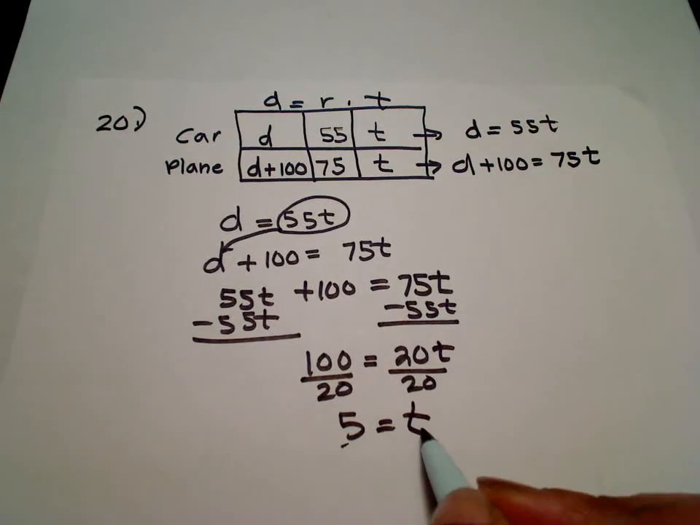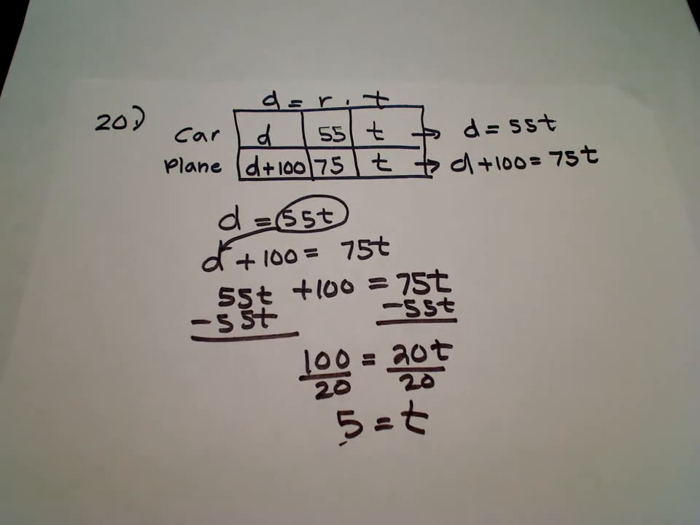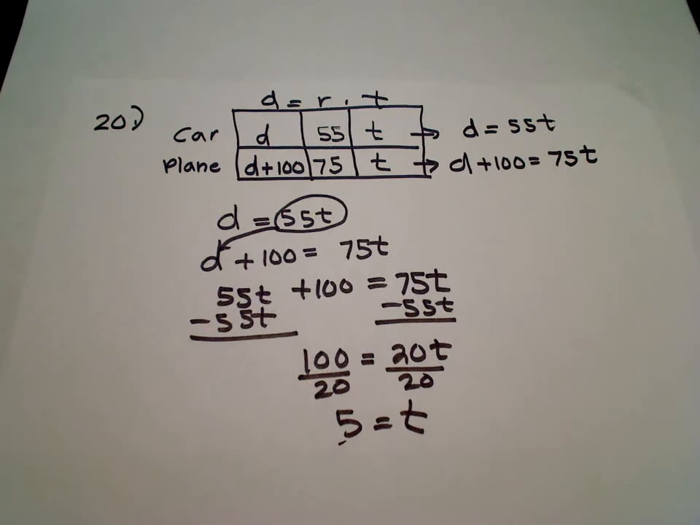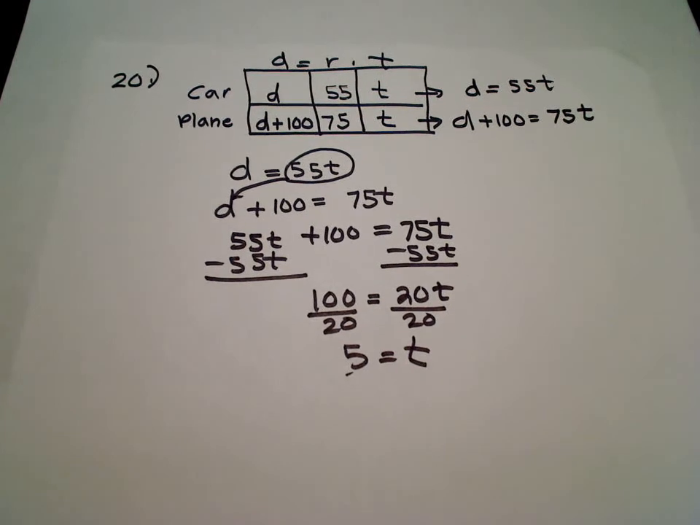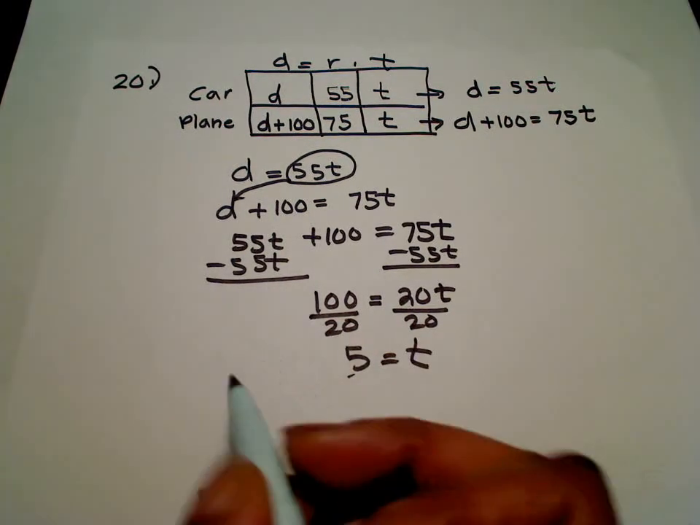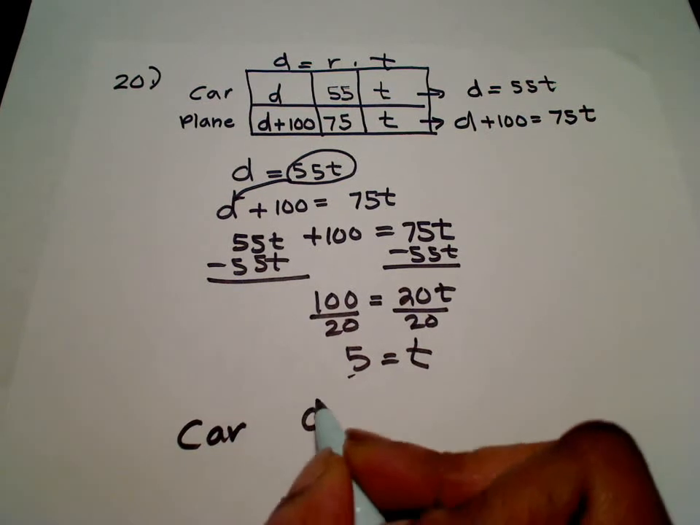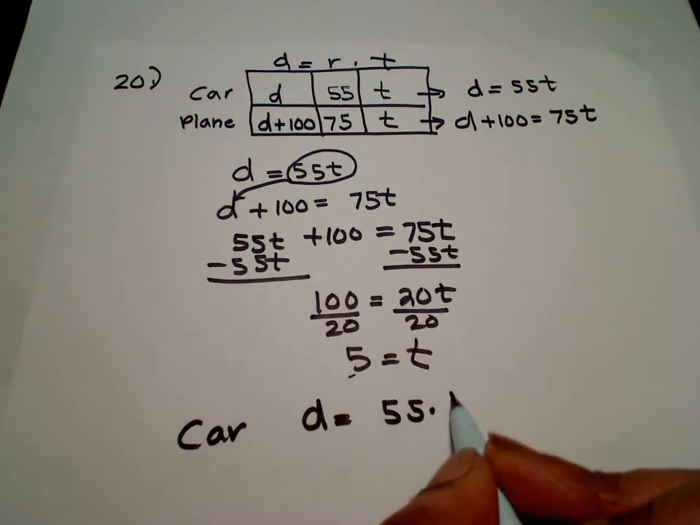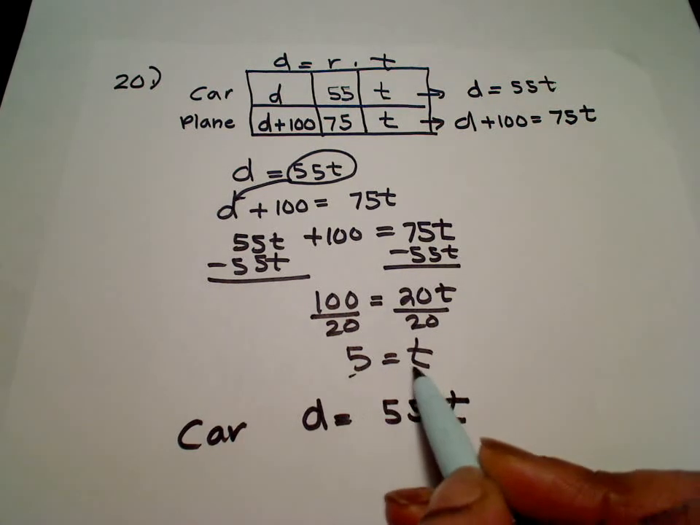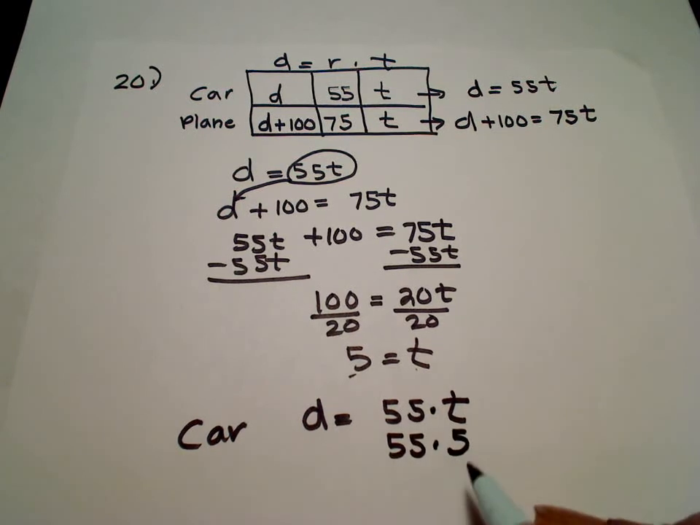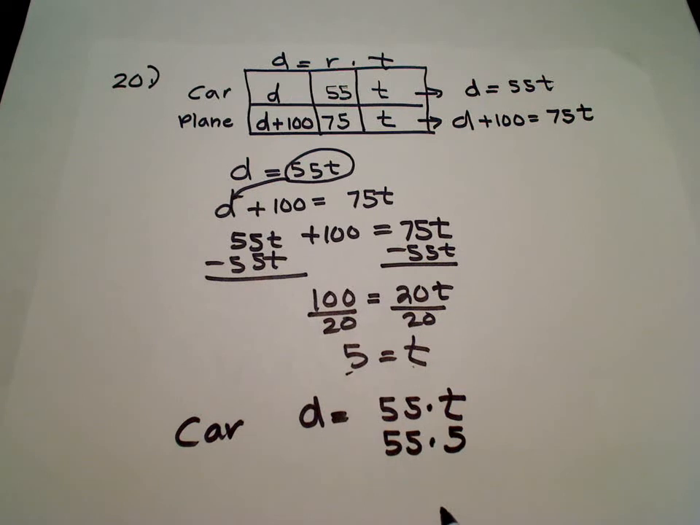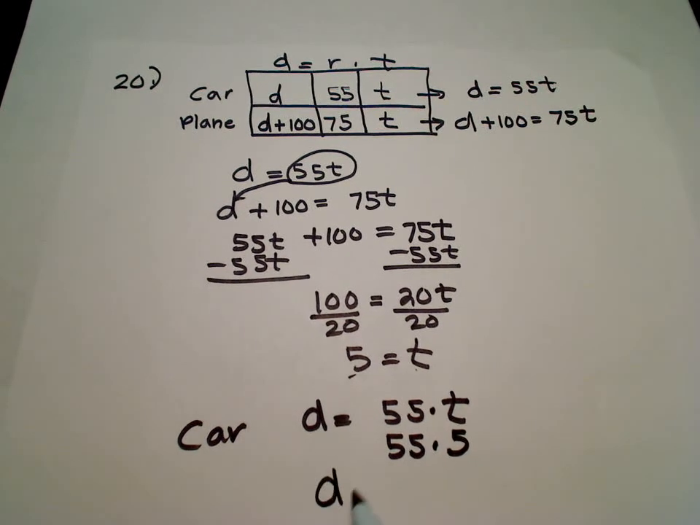That's 5 hours. But go back to the original problem, number 20. They said how far does each go? So once again, we have not solved for D. We've only solved for t. Now, finding D is easy because what I'm going to do is go back to this formula. It even states for the car, the distance is equal to 55 times t. I now know what time is, which is 5. So therefore, what do I have? 55 times 5. When I multiply my 55 times 5, I end up with a distance which is equal to 275 for the car. So the car traveled 275 miles.